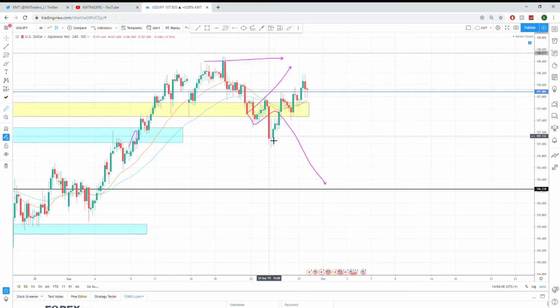Now this 4-hour candle pushed the downside, so now we're looking for the downside. So we're waiting for price to get back into the yellow zone, and then reject this, not closing above and then head lower. However, price closed above again, and then we did the repeat.